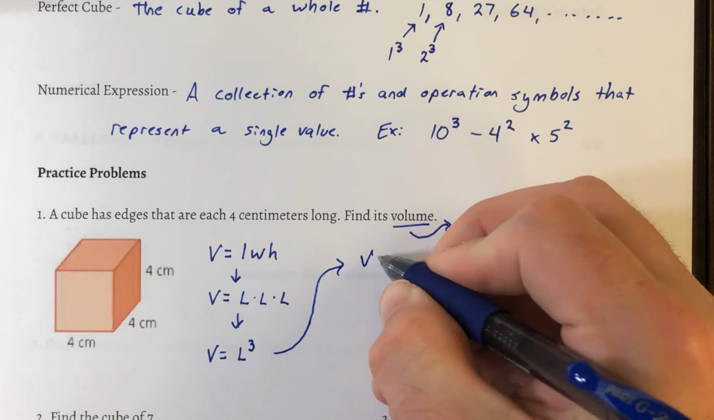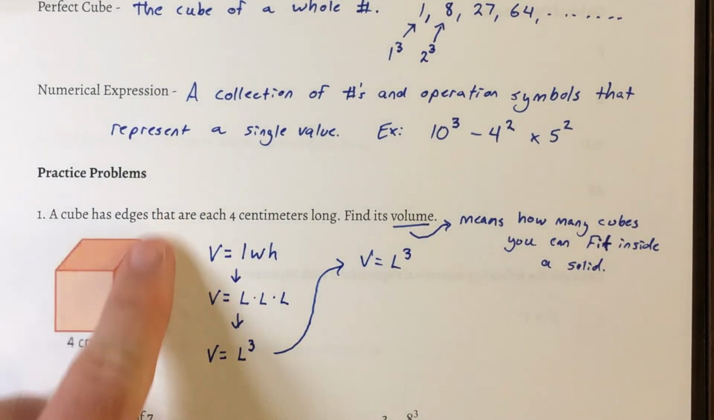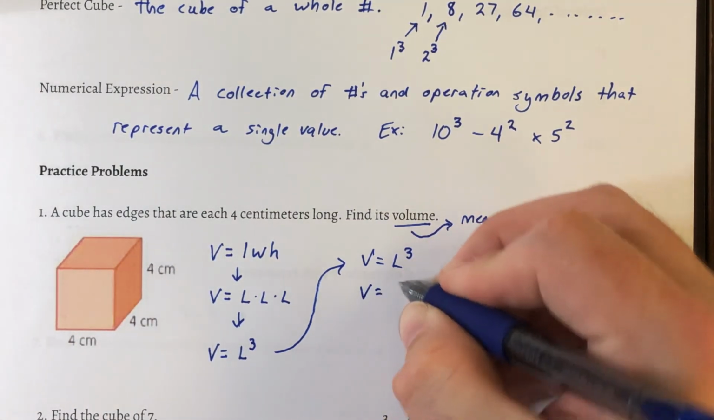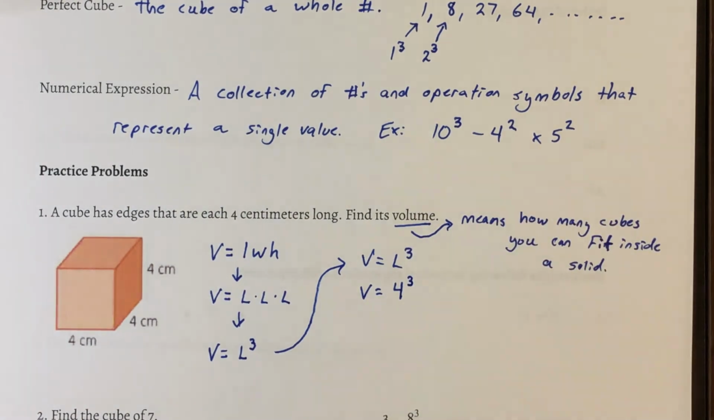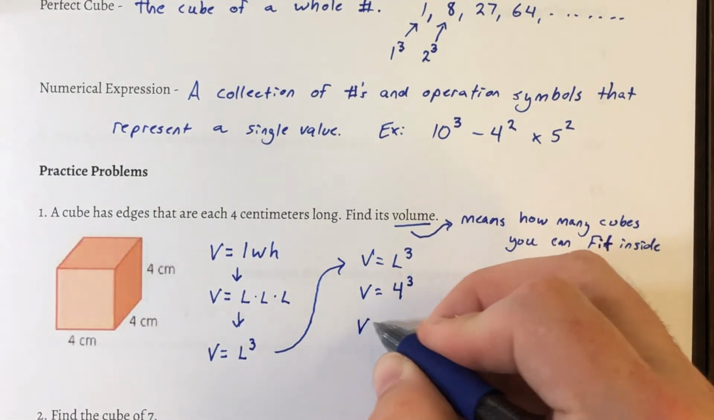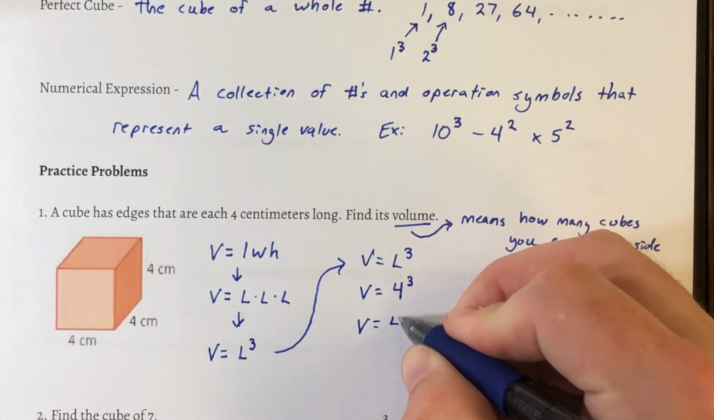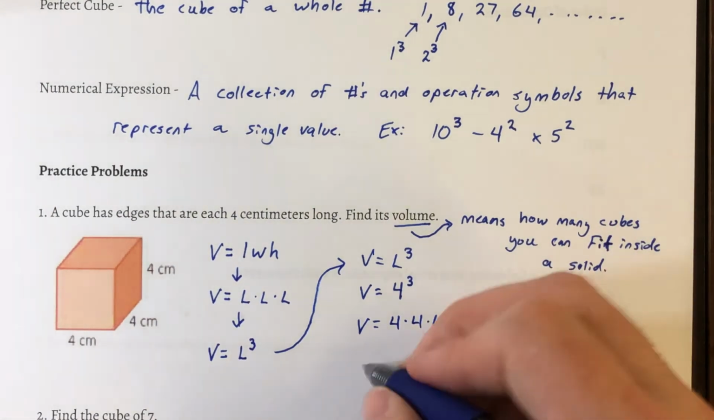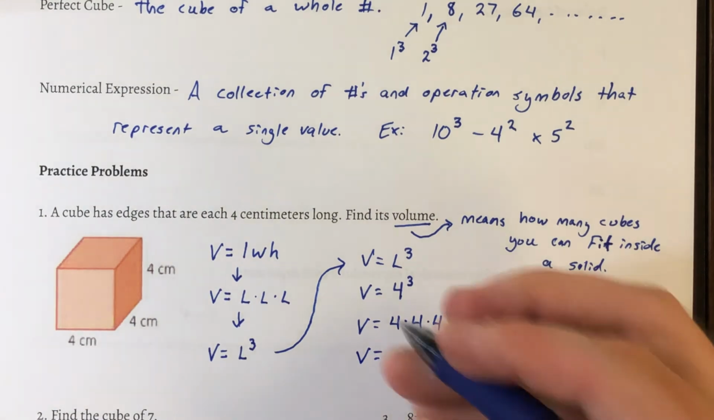So let's do volume equals length to the power of 3. So what is our length? Our length is 4. So we're going to write volume equals, we're going to replace length with 4, keep our exponent of 3. So volume equals, what does 4 to the power of 3 mean? It means write 4 3 times and multiply. 4 times 4 is 16. 16 times 4 is 64.